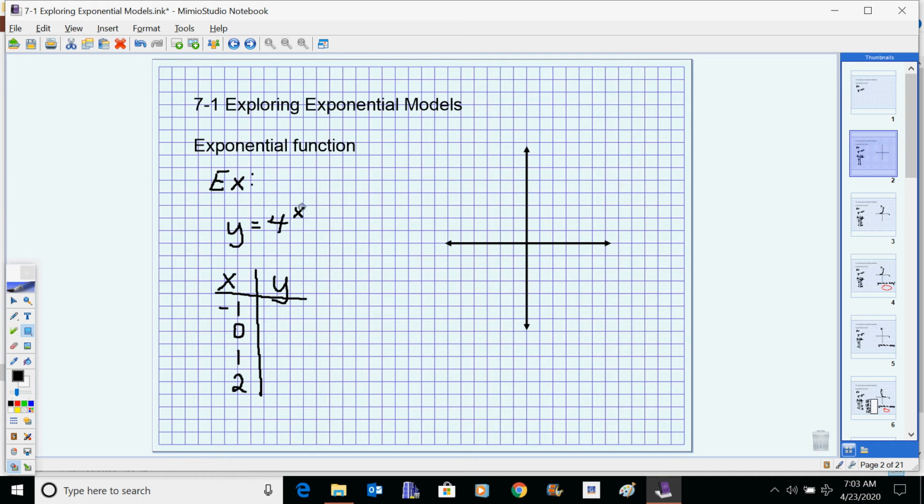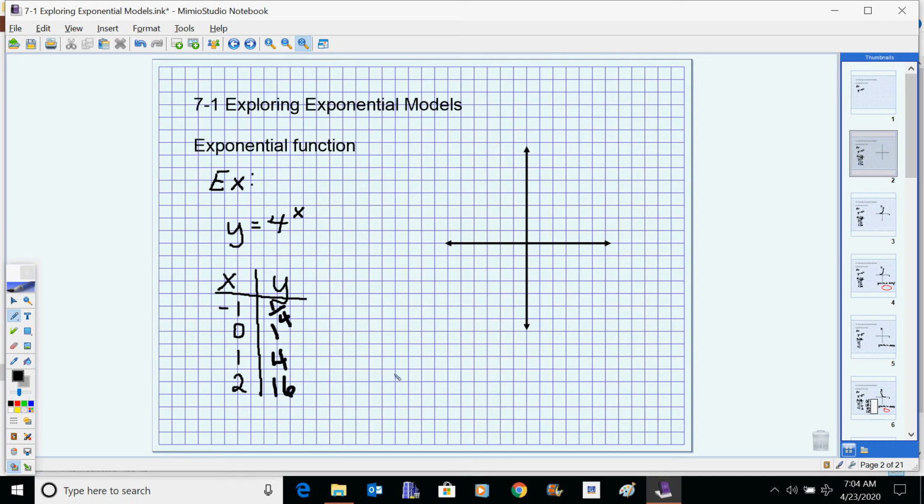4 to the negative first power. You should realize that that's 1 over 4, because that's what a negative exponent does. 4 to the 0 power is 1, because anything to the 0 power is 1. 4 to the first power is 4. And 4 to the second power, 4 squared, is 16.